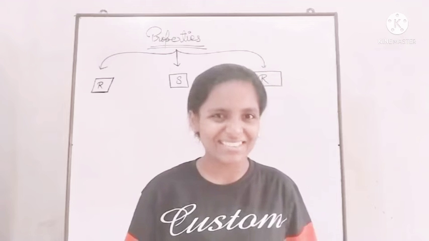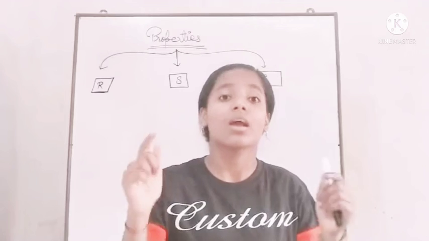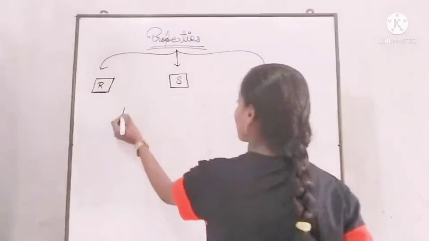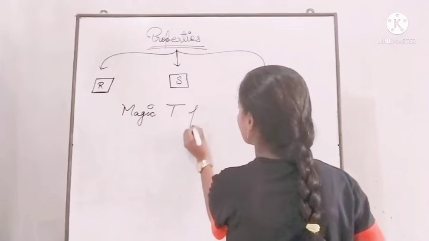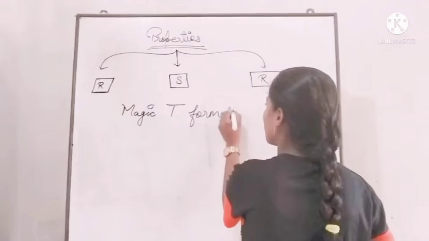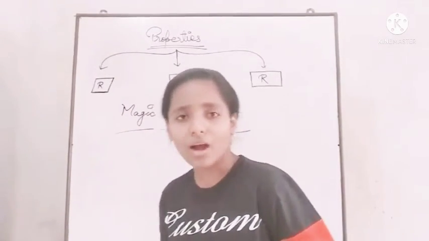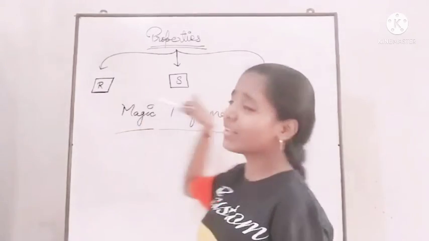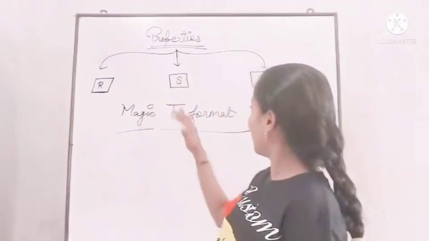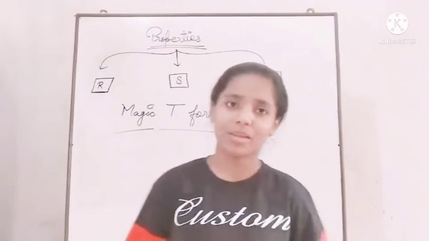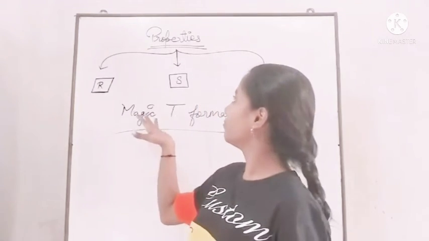You will understand a little thing, and today's topic that we are going to discuss is what I'm going to write: magic T format. What do I mean by magic T format? Today we are going to discuss and learn all the properties of rhombus, square as well as rectangle with the magic of the T format. So let us draw the T format for this particular topic.